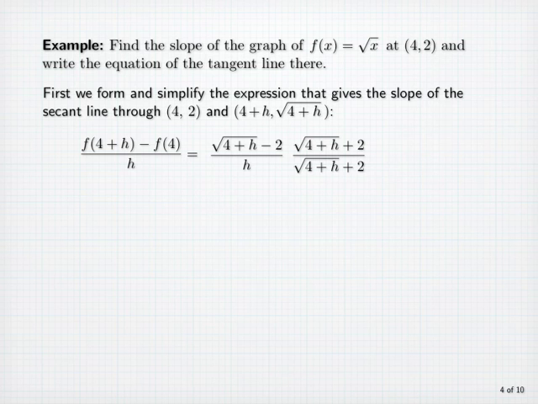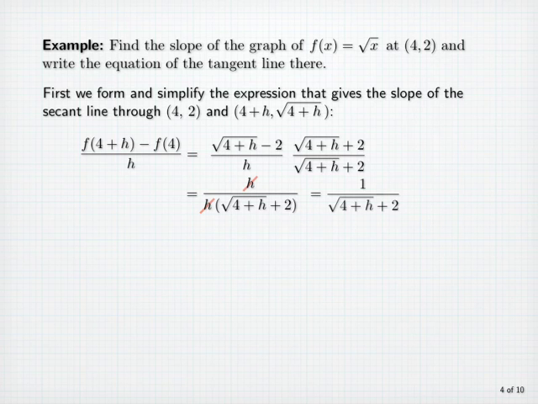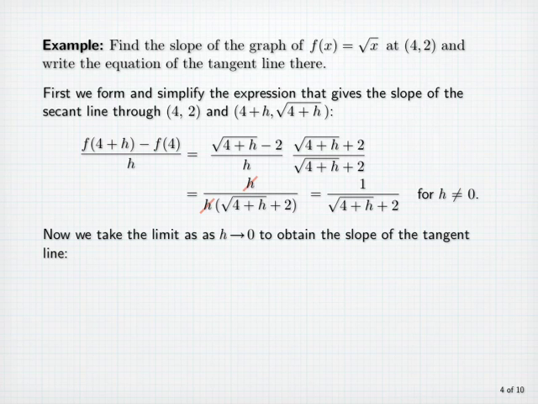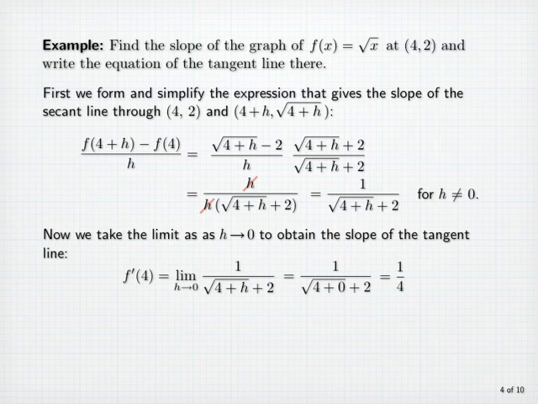Next, we'll multiply the numerator and denominator of the fraction by the square root of 4 plus h plus 2. This makes the numerator 4 plus h minus 4, so we can get rid of the 4's, and then we have h divided by h, which is 1, and so the difference quotient is equal to 1 divided by the square root of 4 plus h plus 2 for all h other than 0. So now we take the limit as h goes to 0 and obtain the slope of the tangent line. F prime of 4 is equal to the limit as h goes to 0 of 1 over the square root of 4 plus h plus 2, which is 1 over the square root of 4 plus 2, or 1/4.